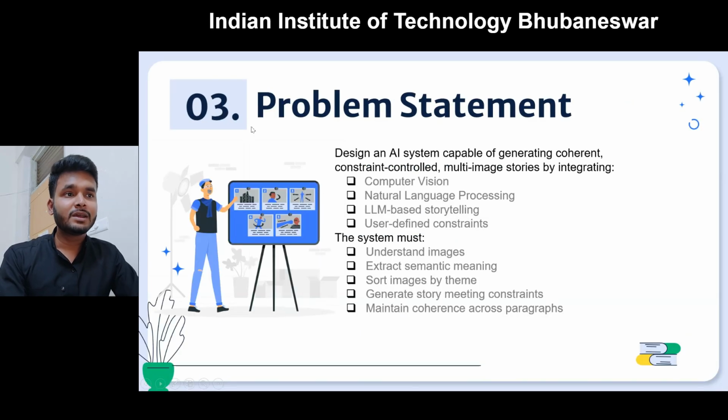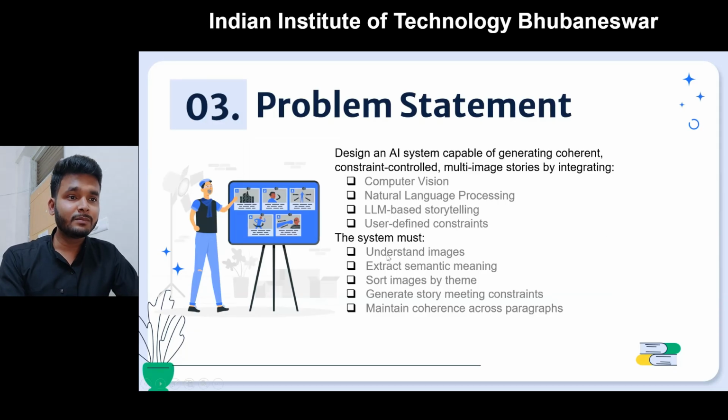And basically what is the problem statement? I have already told that we are going to generate the story on the basis of some images. We have given: design an AI system capable of generating coherent, constraint-controlled, multi-image story integration. We will give multiple images, sorting will be done on the basis of those images, and after sorting we are going to generate the story in one theme. We will have multiple themes, so we will select one theme and generate the story.